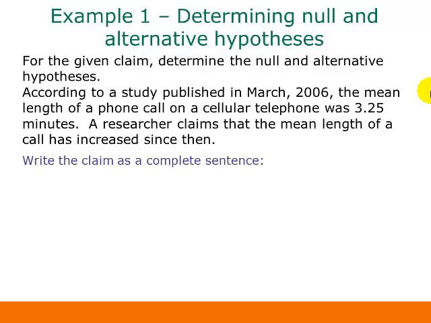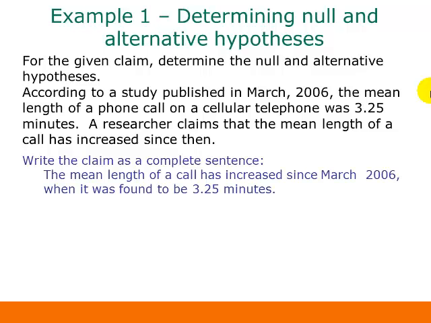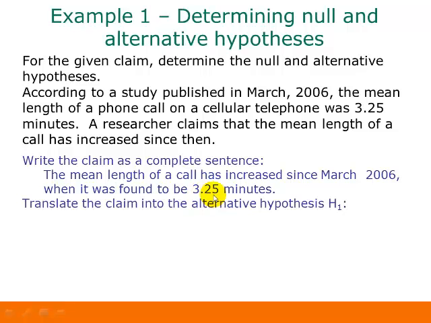First, we're going to write the claim as a complete sentence. The mean length of a call has increased since March 2006, when it was found to be 3.25 minutes. It's important when you're writing out the claim to include the value of the parameter that's listed in the claim. That's something that you need to know. Now we're going to take this claim and translate it into symbols for our alternative hypothesis.